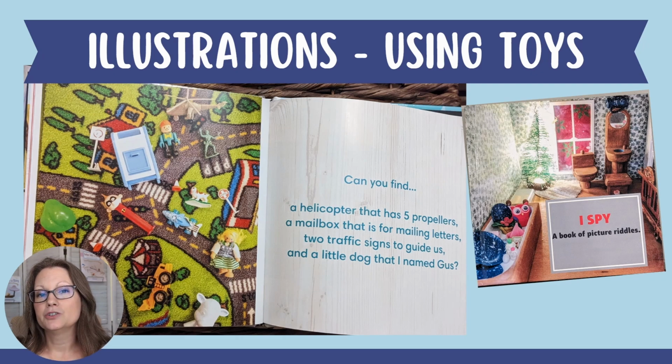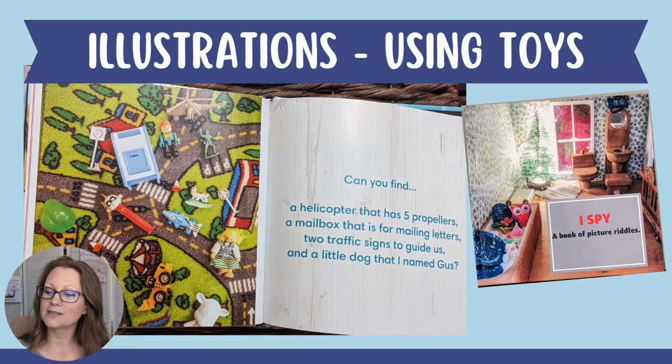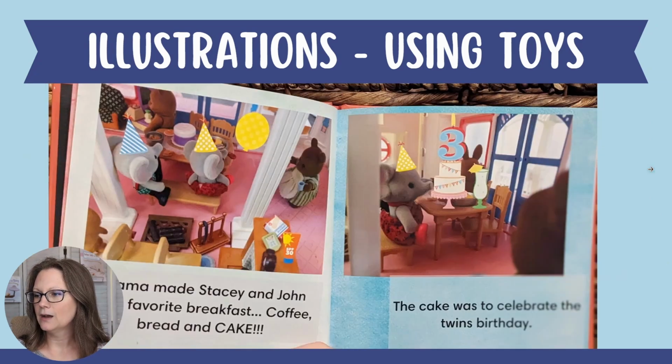You could make illustrations using objects. So think of the I Spy books. My kids did that. So we dumped a bunch of toys on the floor, and then we wrote a poem about it. Can you find a helicopter that has 5 propellers, a mailbox that is for mailing letters, 2 traffic signs to guide us, and a little dog that I named Gus? It was our own idea of an I Spy book. This again is using like a photo book, Shutterfly or Snapfish or something like that. But again, you could make something similar if you wanted to for a children's book, and actually publish it, self-publish it.